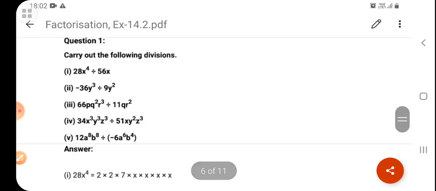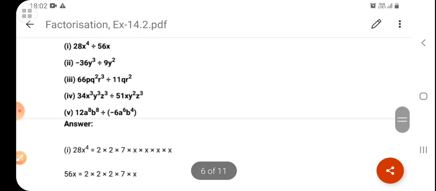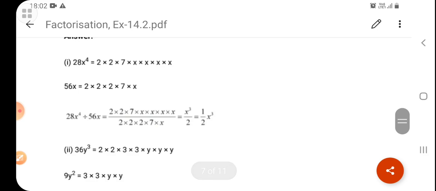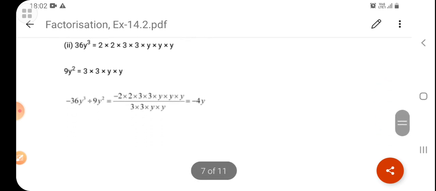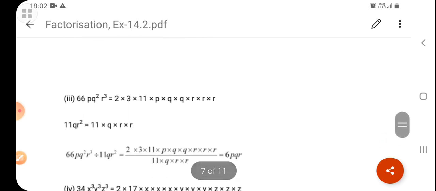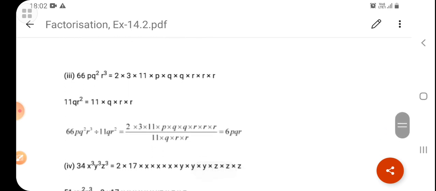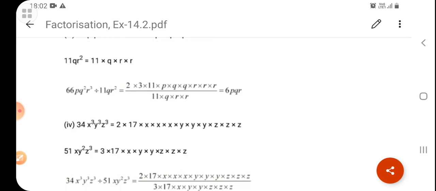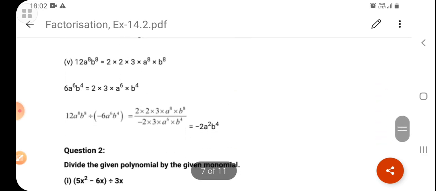Carry out the following divisions. So for dividing this, we will just take the common factors out, 28x to the power 4 and 56x. So we will write them in factorial form and cut the like terms. So the remaining term is x cube upon 2. So here is the division. We will cut the like terms from numerator and denominator. We will take the common factors first and cut out the like terms, and we will get the division's answer.